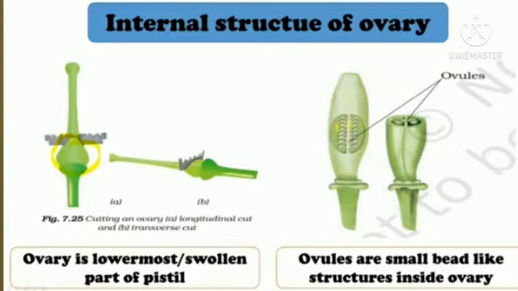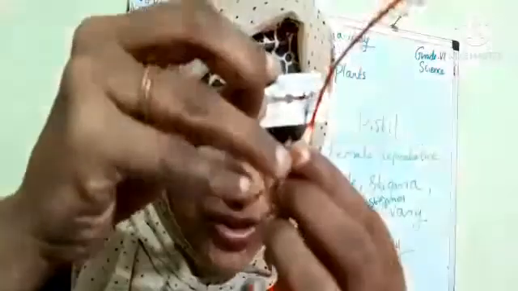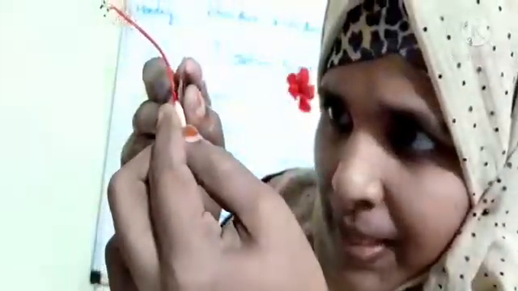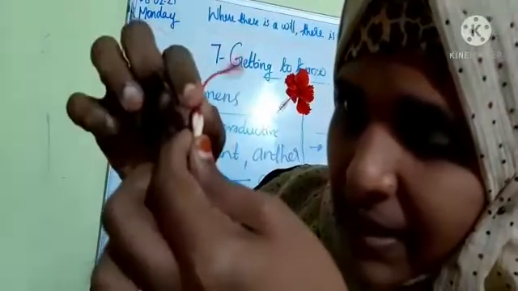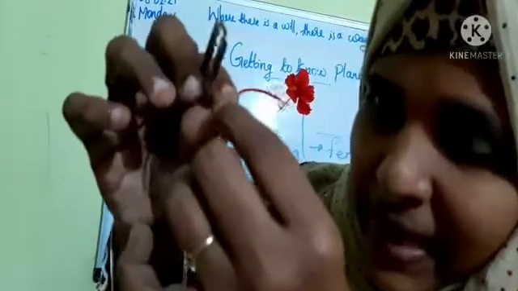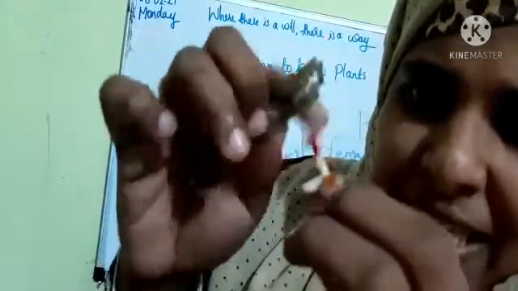If you cut open this ovary, you will notice there are small bead-like structures inside of this ovary. These are called ovules. Let's check it. Students, I take one blade. I am going to make a longitudinal cut of this ovary and we can check that ovules are there. Be careful when you are cutting this ovary. Here I cut longitudinally. Then we can see ovules inside of it.